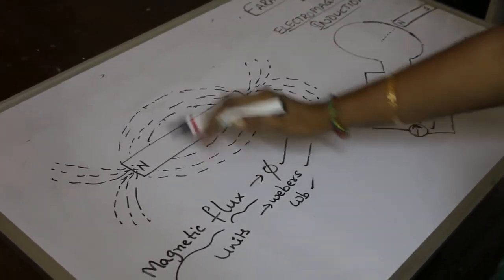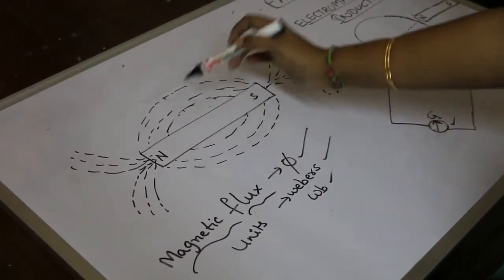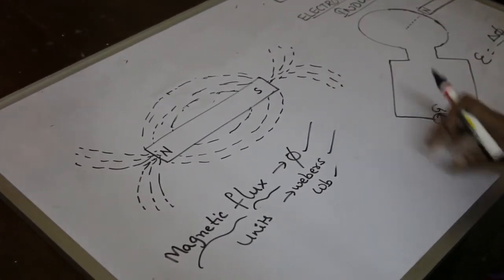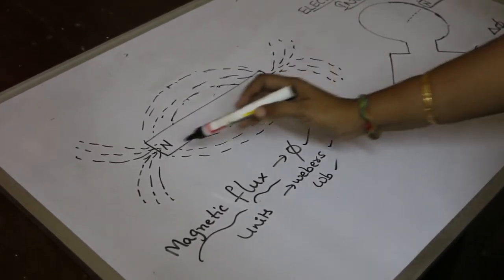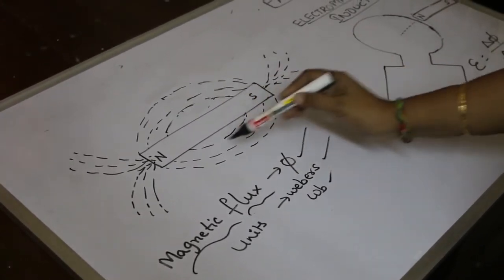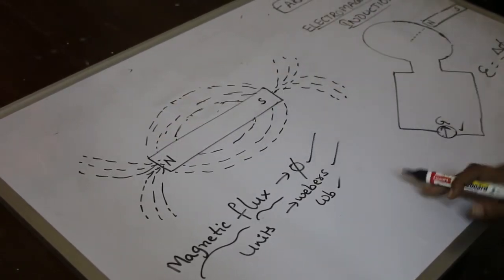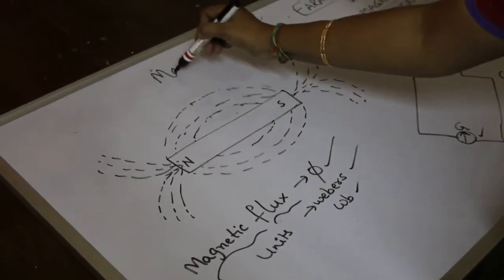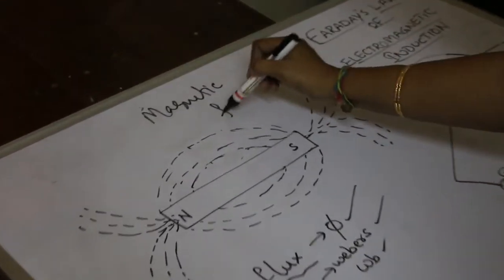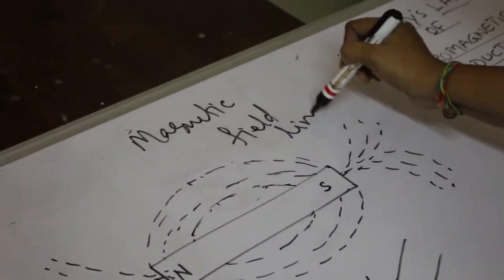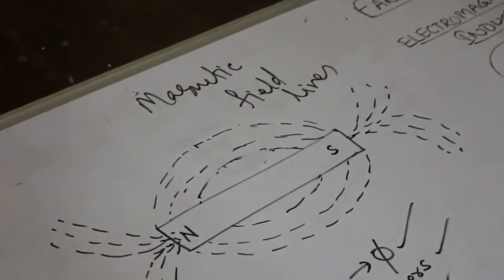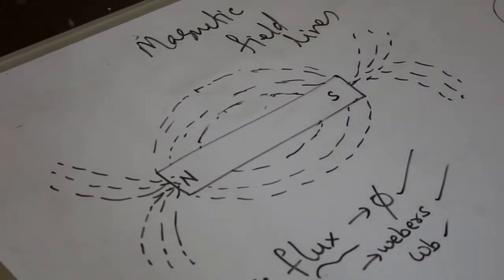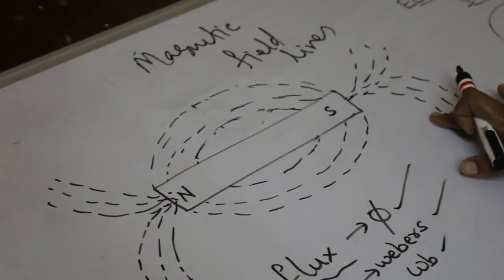Place this bar magnet on a white paper and sprinkle some iron filings and just tap that paper. After some time you can see that iron filings are arranged like these circular lines. These are nothing but called magnetic field lines, or else magnetic lines of force. Around the magnet you can see them on either side of the magnet, at the top of the magnet, right?